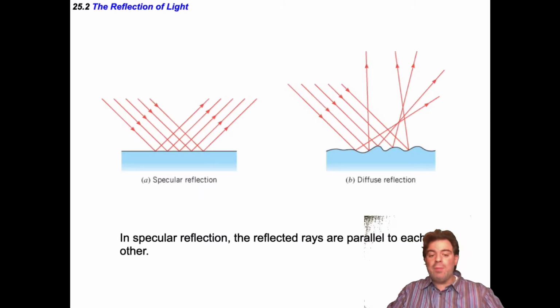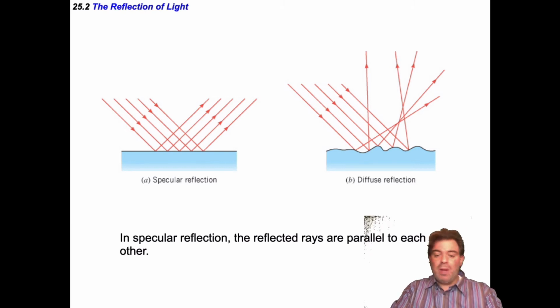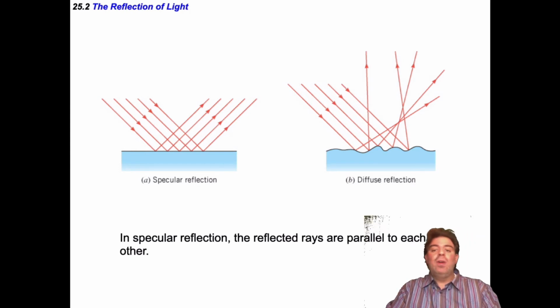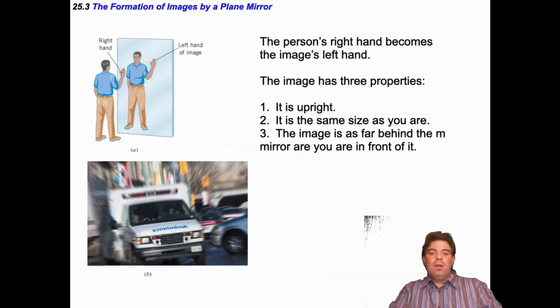We have two different types of reflection: specular reflection and diffuse reflection. In specular reflection, all the light rays are parallel with respect to each other, whereas in diffuse reflection, we have different angles of reflection all around.